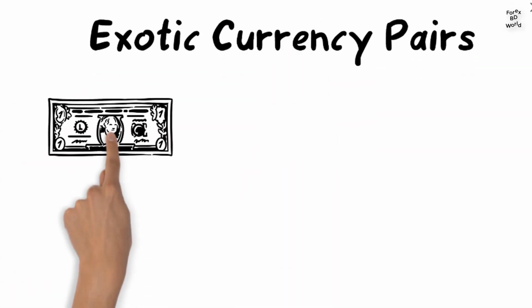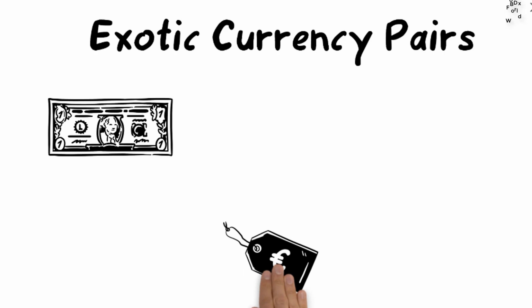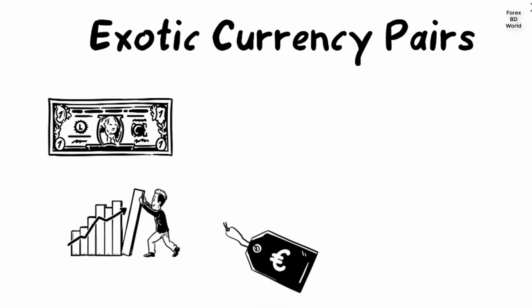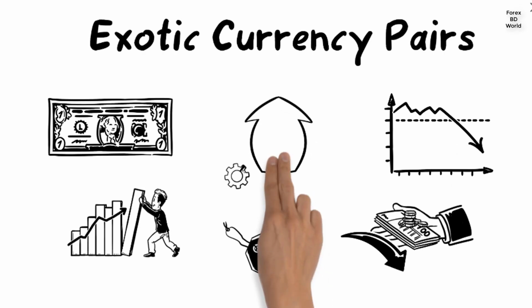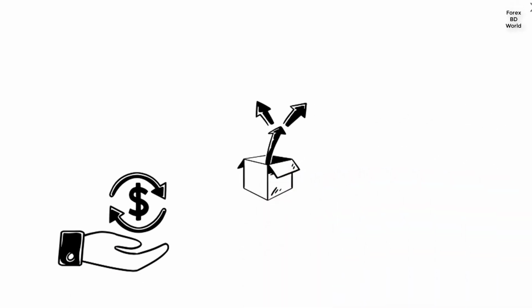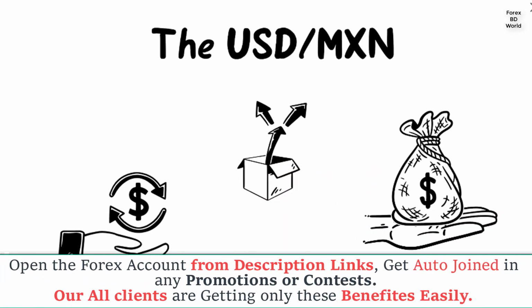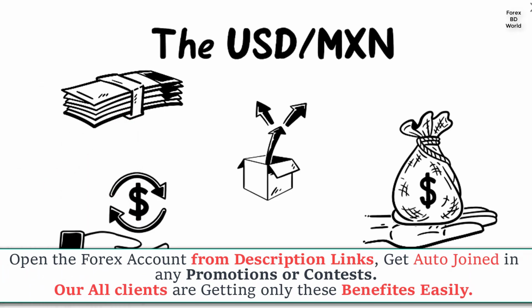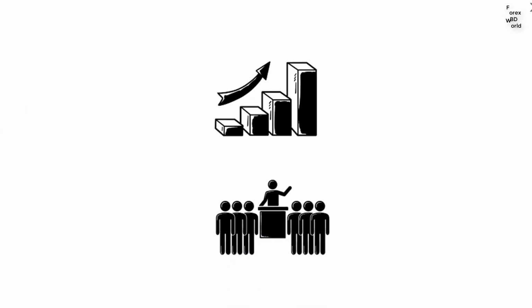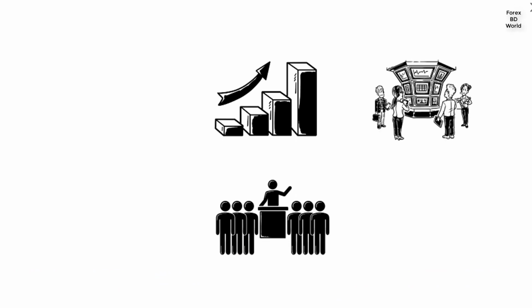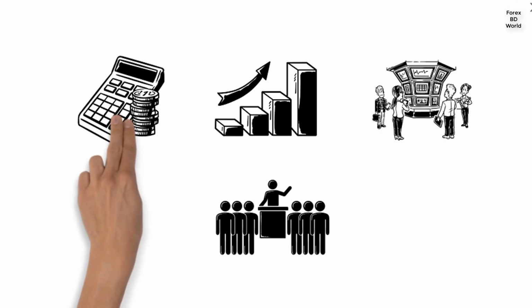Exotic currency pairs are currency pairs that include a currency from a developing country. These pairs are characterized by high volatility, low liquidity, and wide spreads. Some of the most popular exotic currency pairs include: the US dollar to Mexican peso represents the US dollar against the Mexican peso. It is often influenced by developments in the US-Mexico trade relationship and the overall health of the Mexican economy.